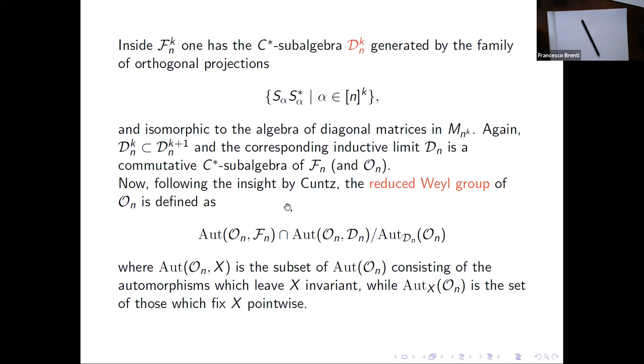So now Cuntz decided to define this group, which he called the reduced Weyl group of the Cuntz algebra, in this way. So it's defined in a way kind of similar to the way you define the Weyl group of a Lie group. So you take the automorphisms of On, which leave both these subalgebras invariant. So they map Fn to Fn and Dn to Dn. And you mod out by the automorphisms which fix the diagonal subalgebra pointwise. So this is some group, and the hope was that this group would contain enough information about the Cuntz algebra and at the same time be easier to study.